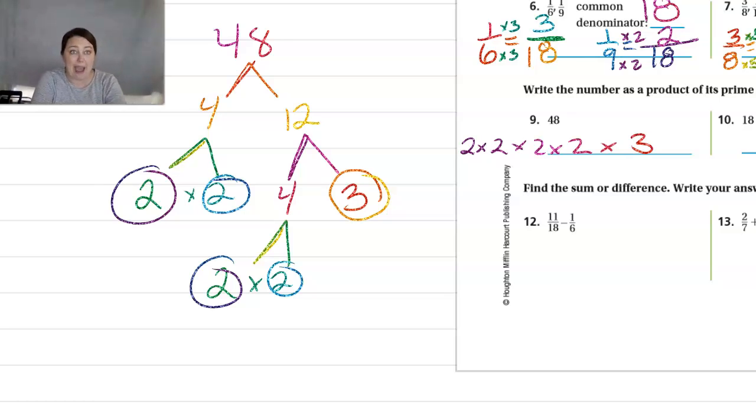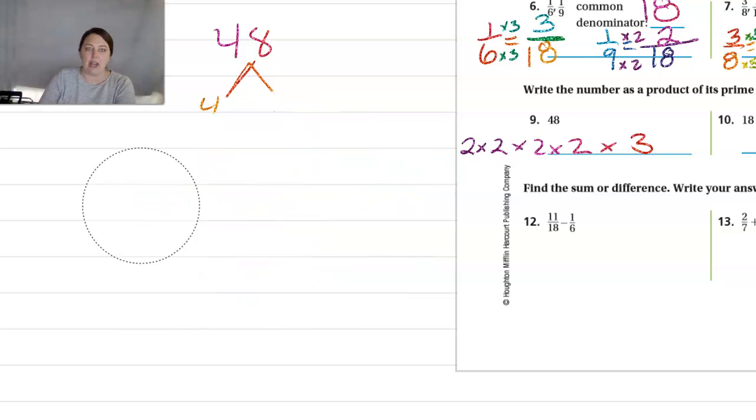Does the order matter? Yes. They will mark you wrong if you say 3 times 2 times 2 times 2 times 2. Order matters. If they mark you wrong, come find me and I will help you out. However, order does matter.